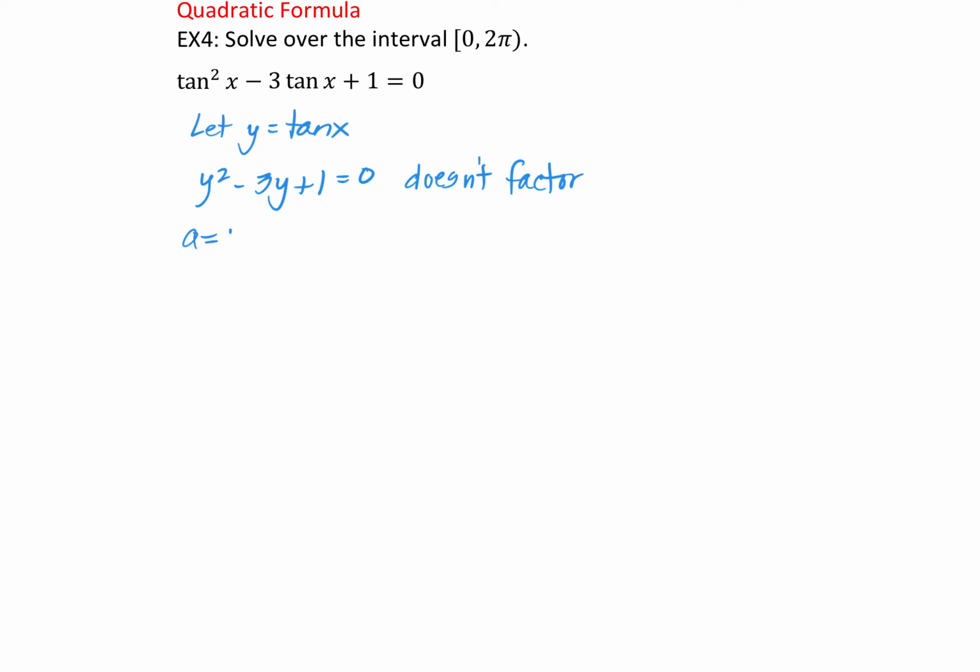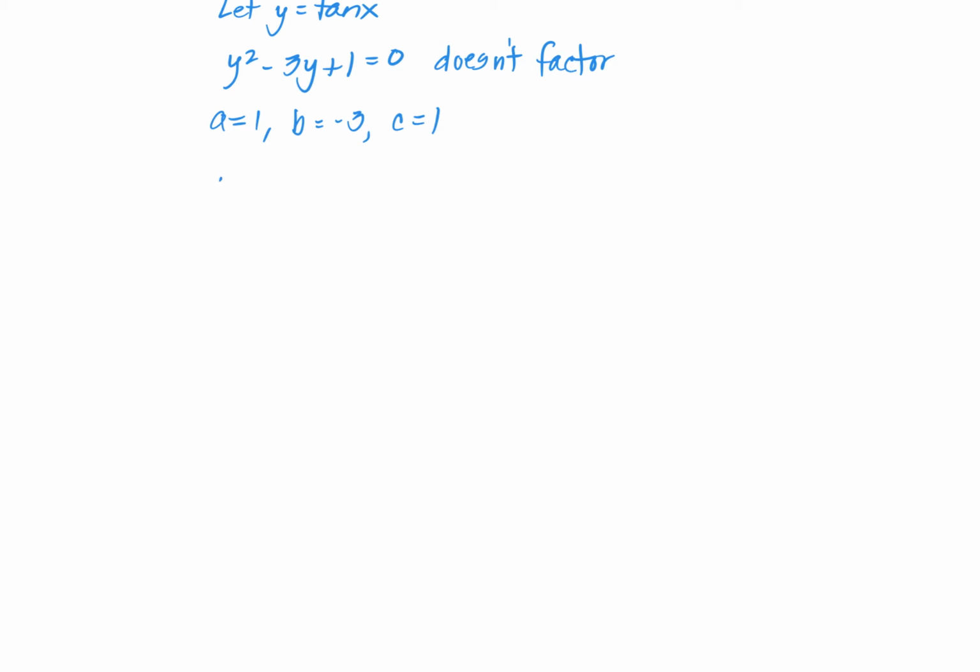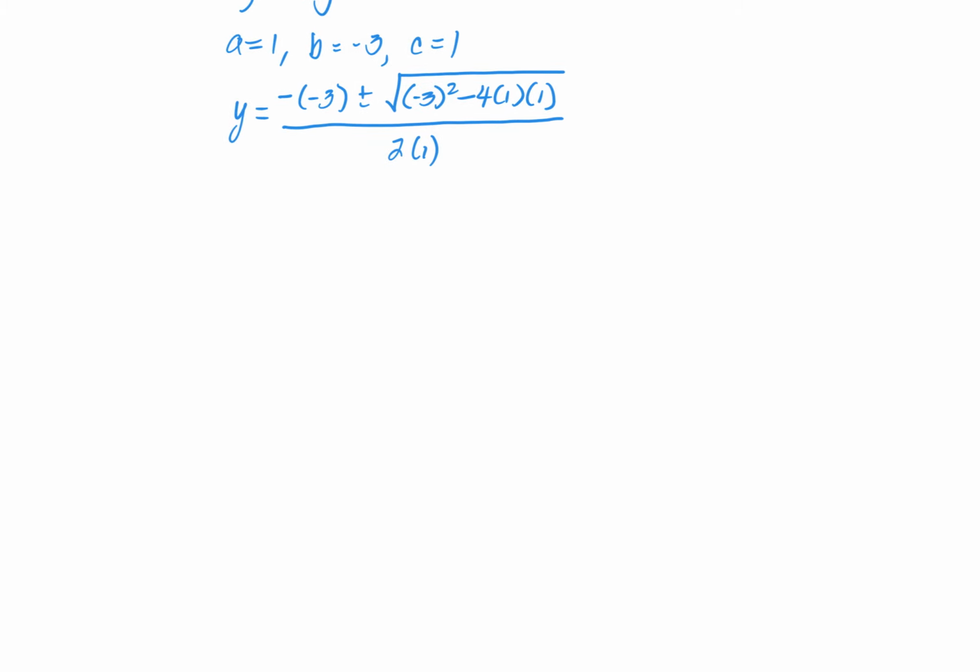In this case, a is equal to 1, b is equal to negative 3, and c is equal to positive 1. So our solution will be y equal to negative b, so negative 3 plus or minus the square root of b squared minus 4 times a times c all over 2 times a. If we simplify this, we get y equal to 3 plus or minus the square root of 9 minus 4 is 5, all over 2.